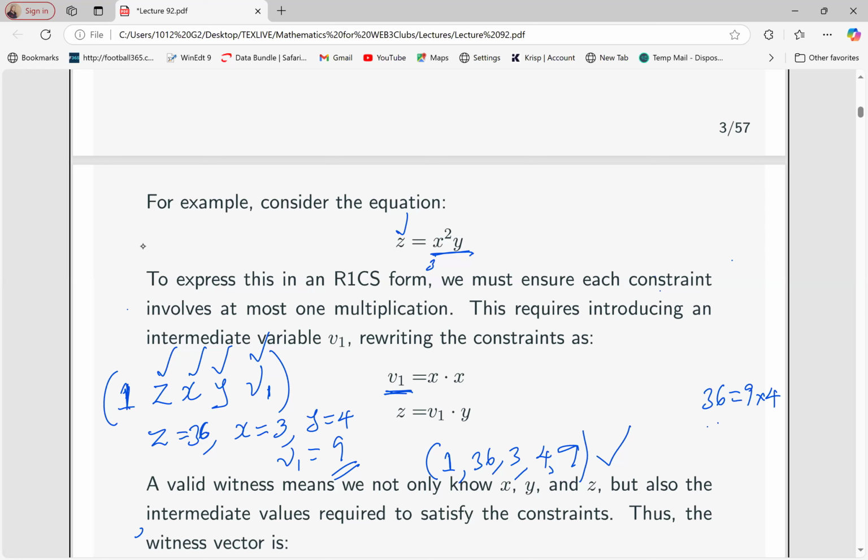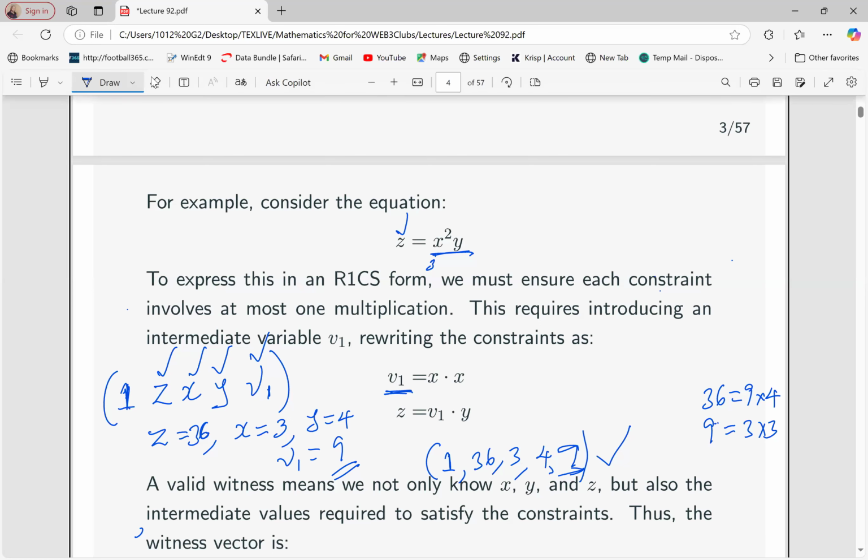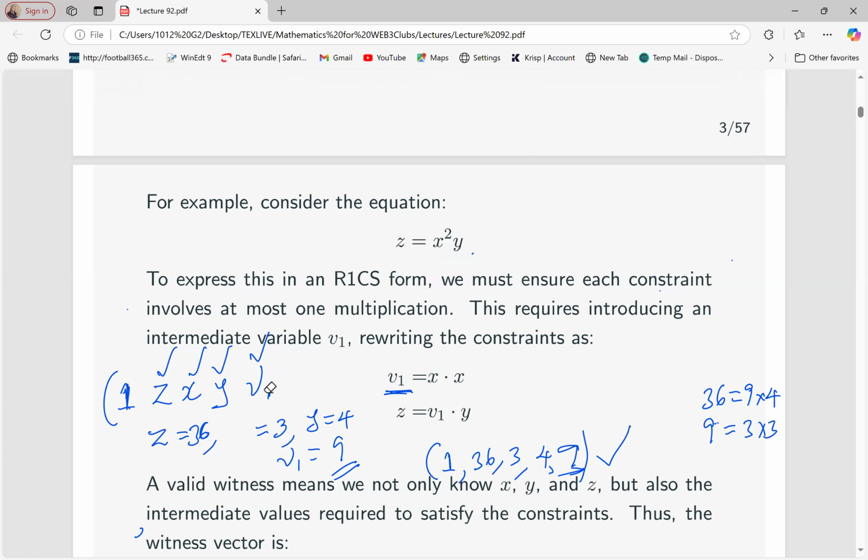We also want to see whether V1 has given us V1 as 9. We want to see whether V1 will be 3 times 3. So this person has passed that test. So we may again ask him to give us another witness, and again, this person gives us another witness. And we go through and show that, of course, this person knows what Z is.